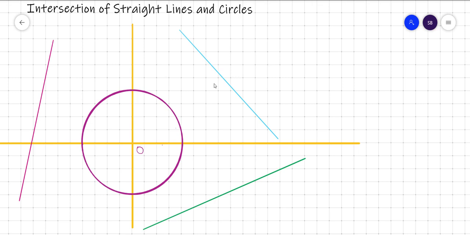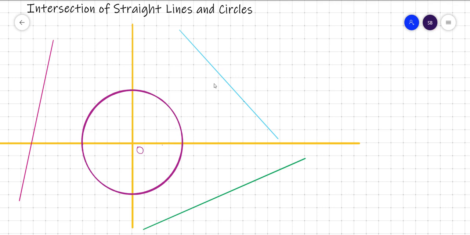Hello everyone. Today we are going to go through the intersection of straight lines and circles. The diagram shows you a circle with origin as the center and a radius of 4. Now there are 3 straight lines here which can intersect the circle in 3 different ways.